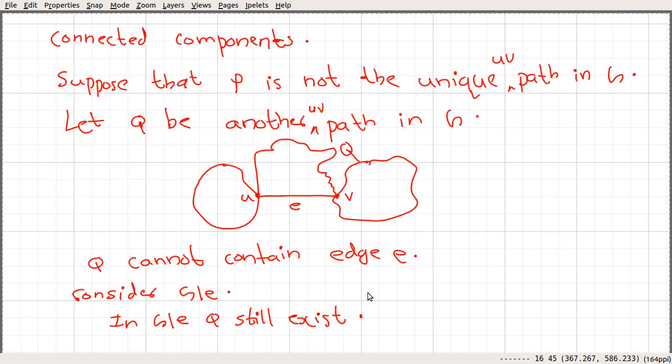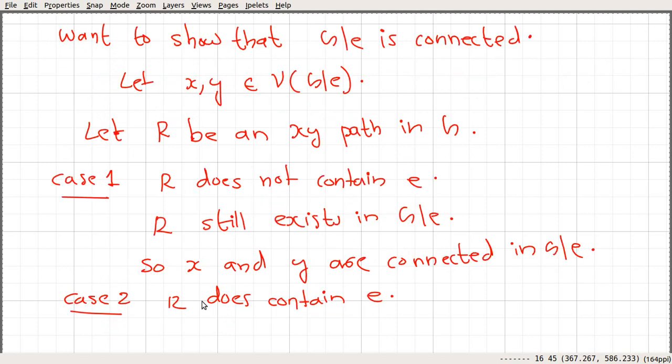we can replace this E by this Q in this R, and we chose this x and y to be vertices in G minus E. So that says without using this edge E, we can go from x to y, using either Q or the reverse of Q. So here what we are going to do is replace E with the UV path Q in R. So without using this E, we can go from x to y.